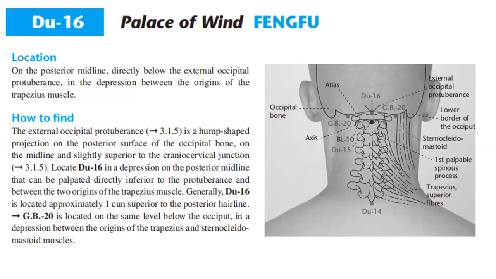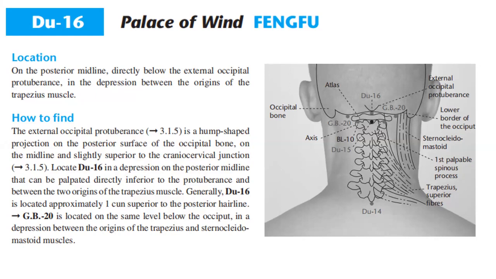Location: on the posterior midline directly below the external occipital protuberance, in the depression between the origins of the trapezius muscles. How to find it: the external occipital protuberance is a hump-shaped projection on the posterior surface of the occipital bone on the midline, slightly superior to the craniocervical junction. Locate DU16 in a depression on the posterior midline that can be palpated directly inferior to the protuberance and between the two origins of the trapezius muscles.